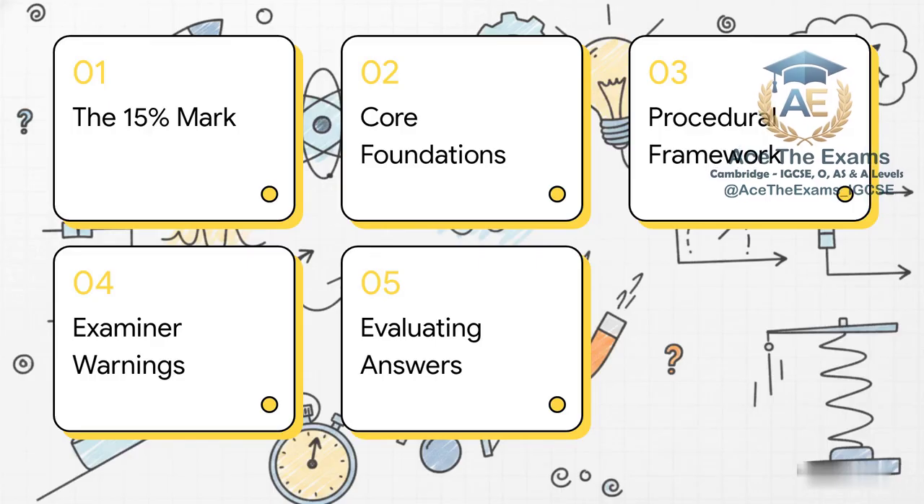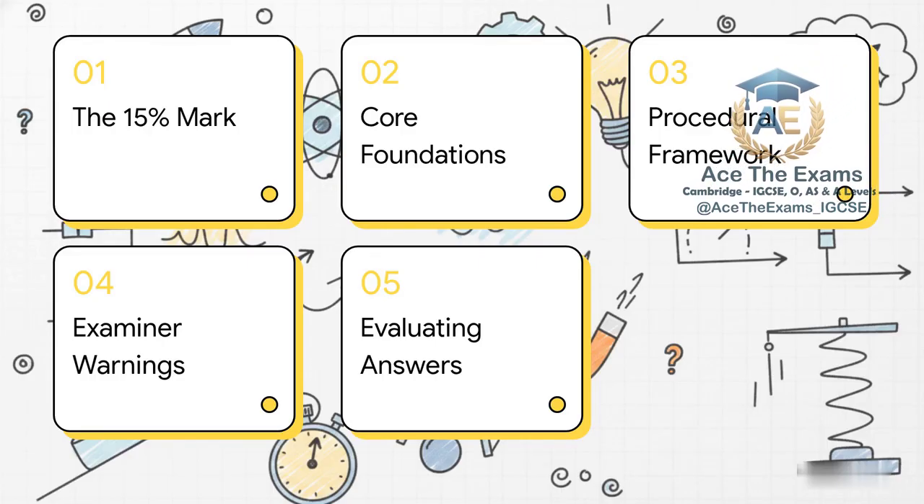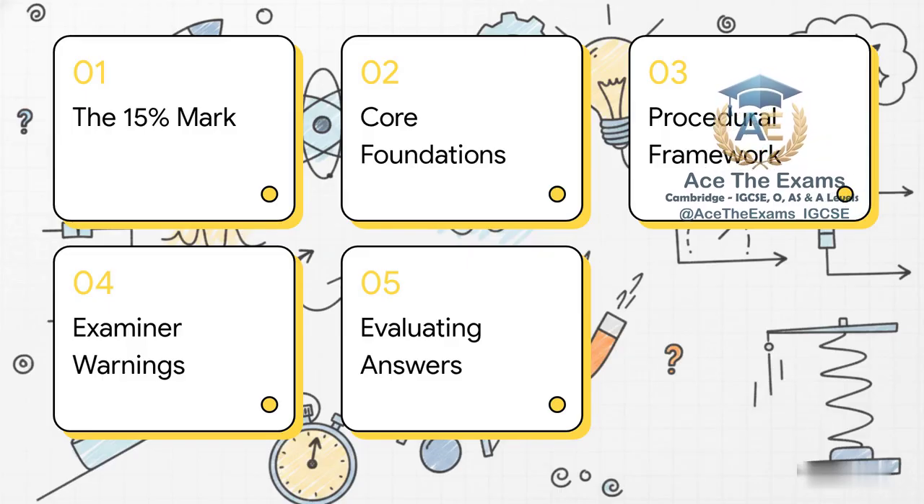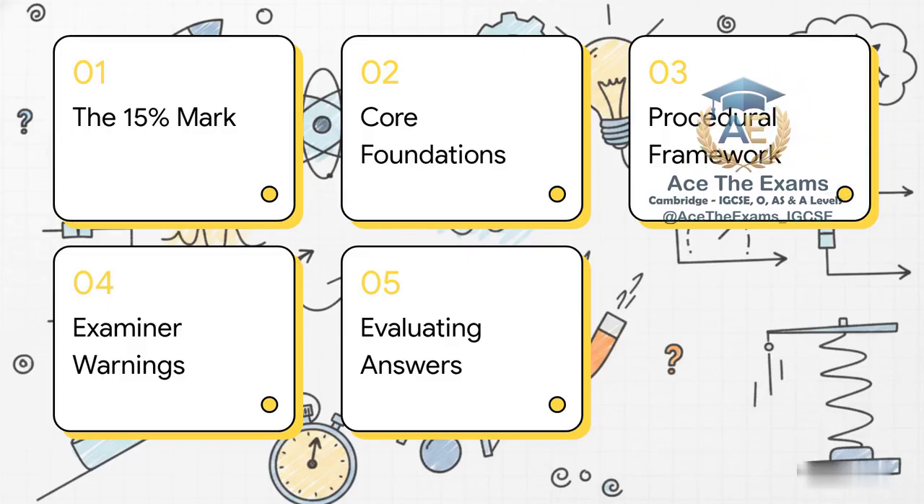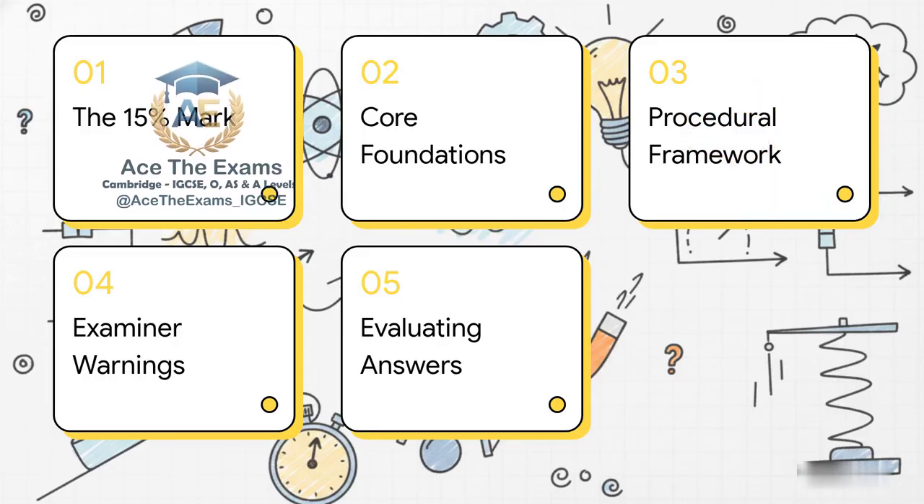Along the way, we'll be analyzing two very common types of flawed students. We've got Alex, who absolutely overloads answers with raw physics facts, but includes zero analysis. And then we have Sam, who constantly rushes and completely misses the command word requirements. We're going to make sure you don't make their mistakes.